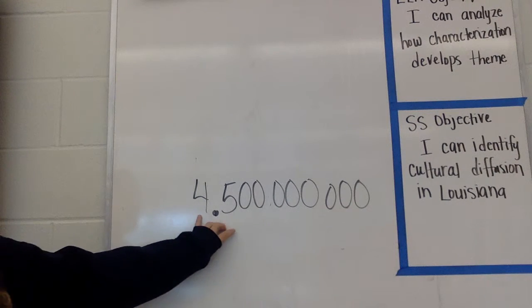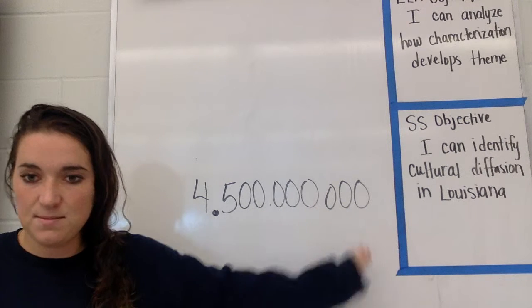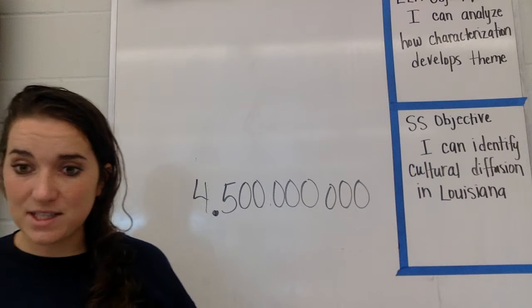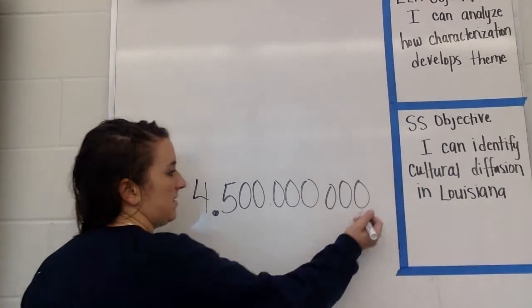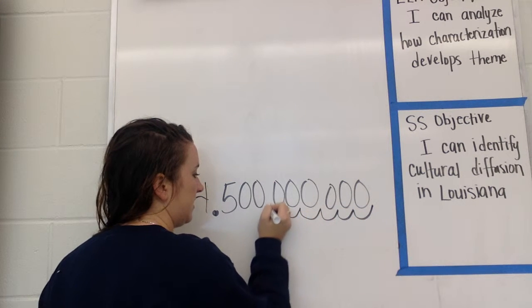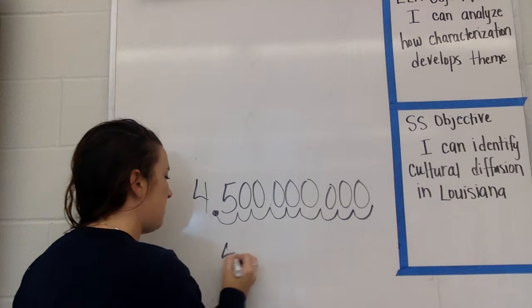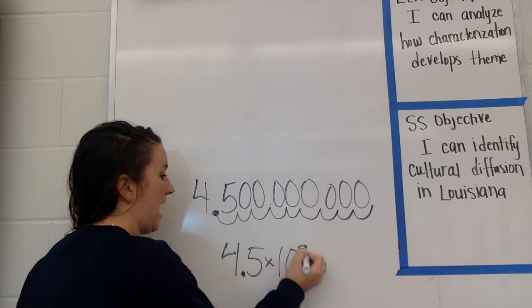So now my number is 4 and 5/10. All these zeros behind the last number don't matter. All right, so how many times did I move my decimal? Where did my decimal start in this problem? It started at the end, so I have to move it 1, 2, 3, 4, 5, 6, 7, 8, 9. So this will be 4 and 5/10 times 10 to the 9.